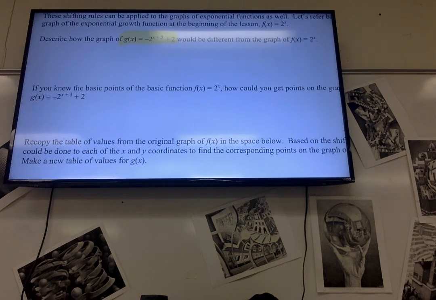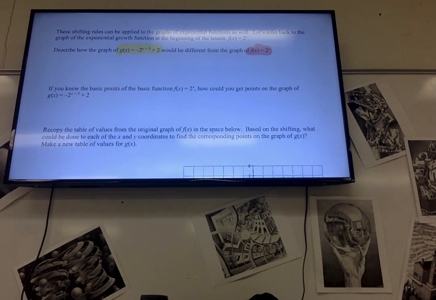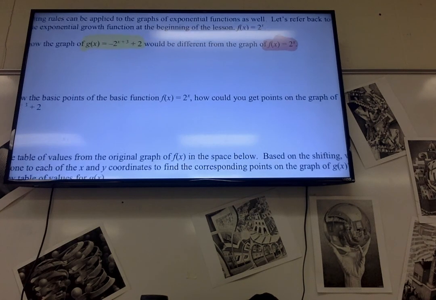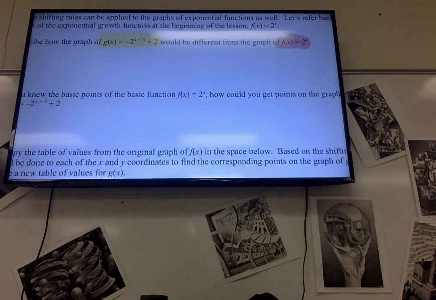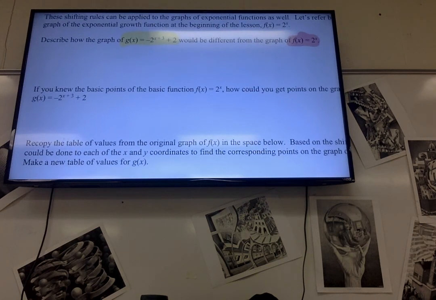We're going to talk about how that is different from its parent graph, which is just the 2 to the x part. What can we do to the original graph, the 2 to the x, to make it g of x?